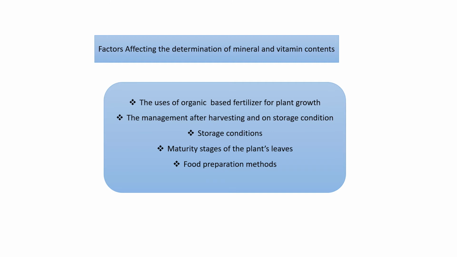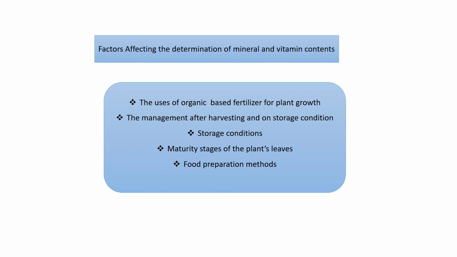Next is storage condition. Storing vegetables in the refrigerator could influence the vitamin and mineral contents. Refrigeration could be affected by the temperature and the length of storage, as well as the humidity and light of the refrigerator. The freshness of the vegetables will decrease if the storage time is longer. Besides that, cold temperature and humidity also decline the vitamin contents in the vegetables.